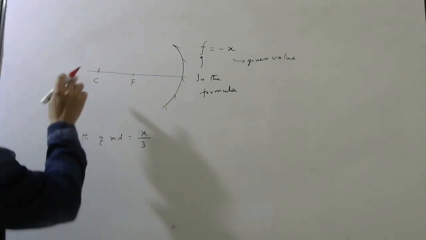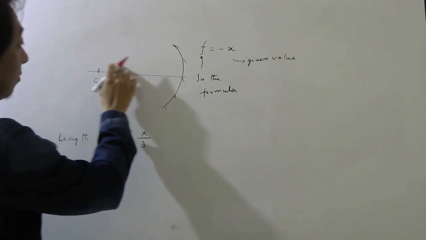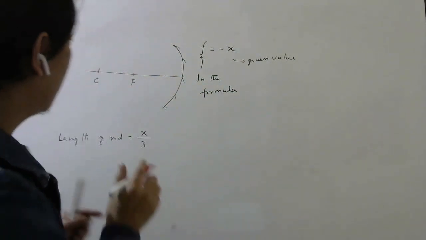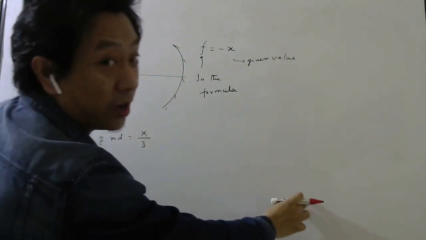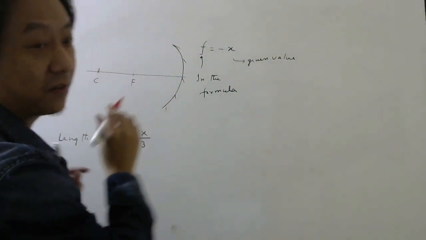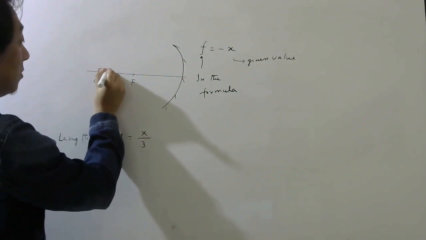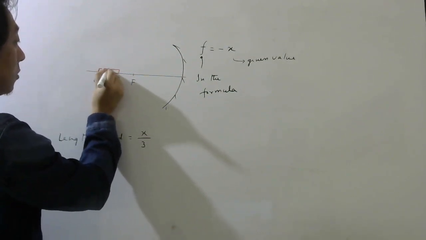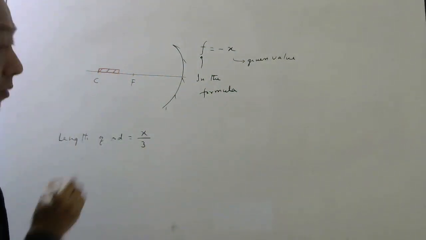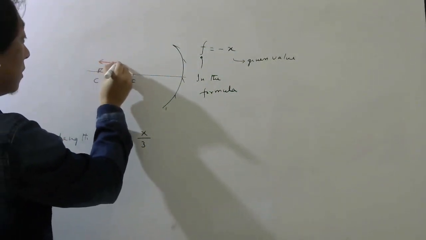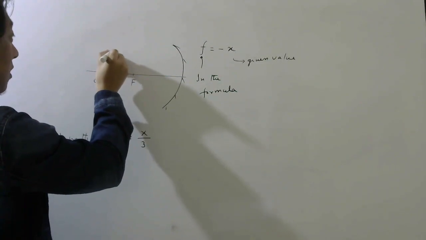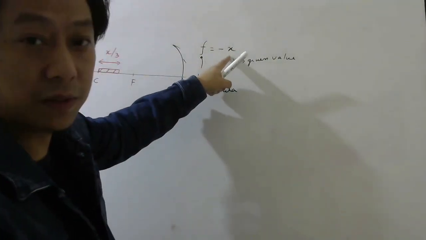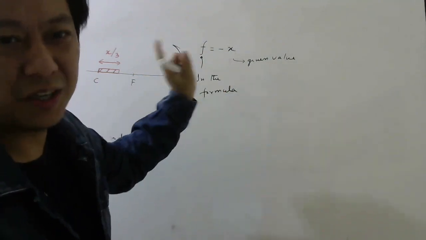Now the other end can be either here or it can be here. Since they told magnified image, it means the other end should be between focus and center of curvature. So the object is somewhat like this. So this is your object whose length is given x by 3. Actually they wrote f by 3, but f is the given value, so I wrote it as x.